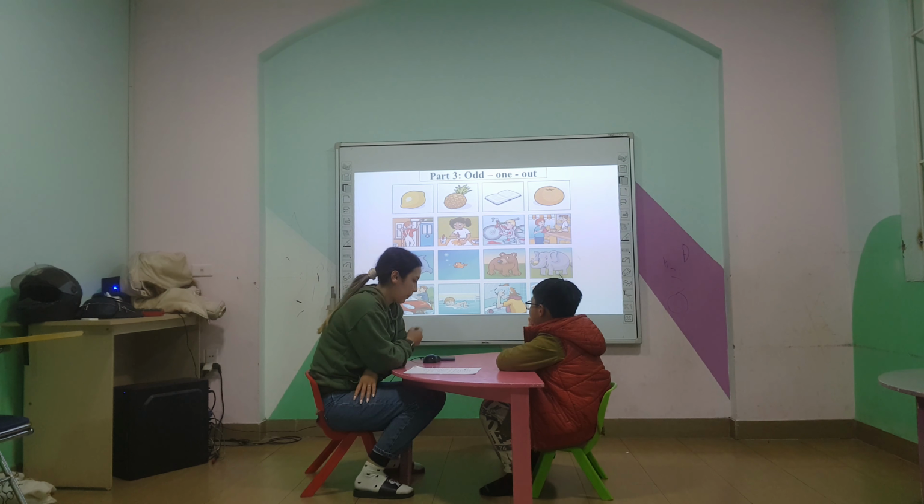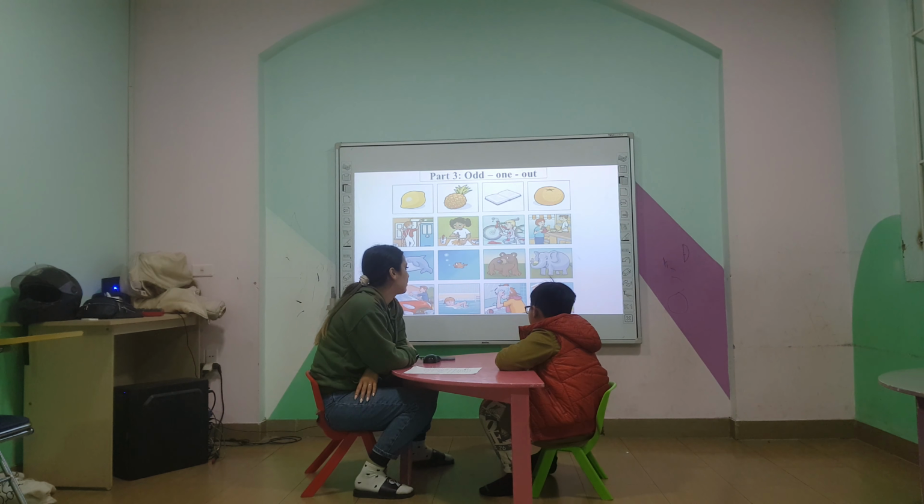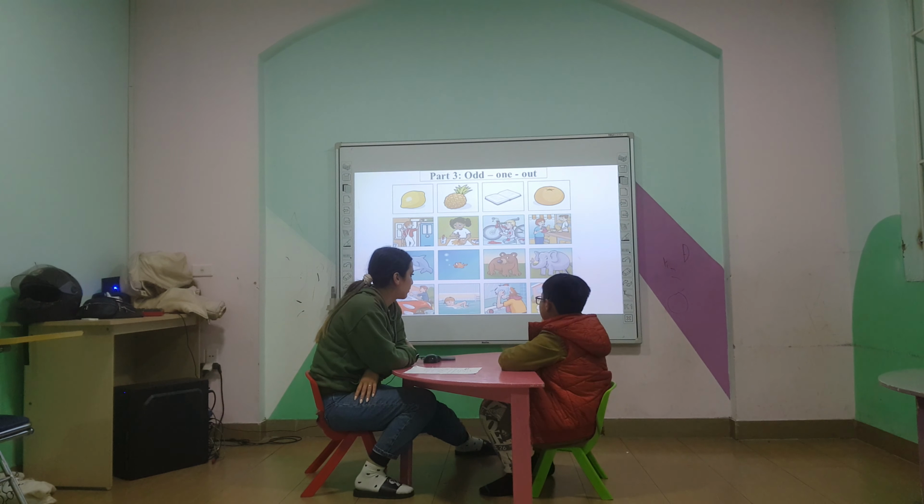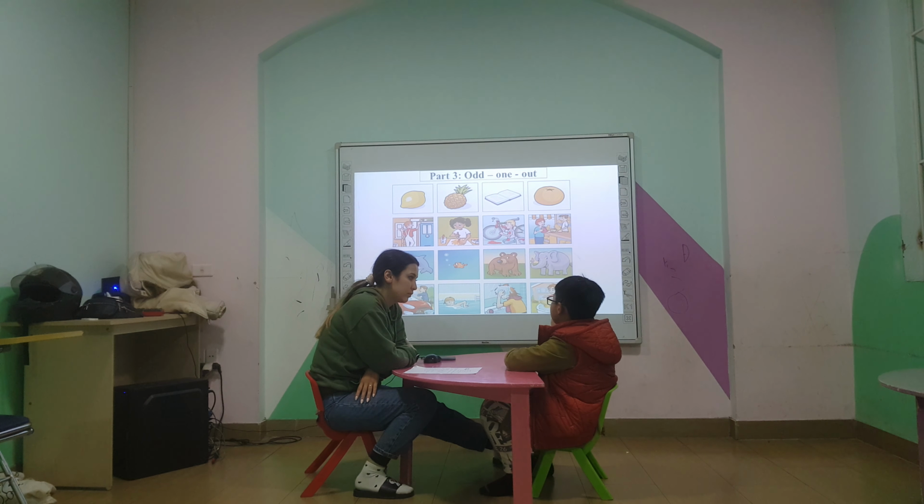In the line number four, number two is different, because in pictures one, three and four they are walking. But picture number two is swimming.